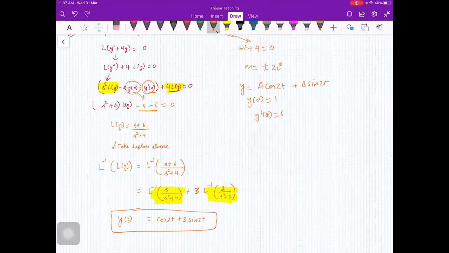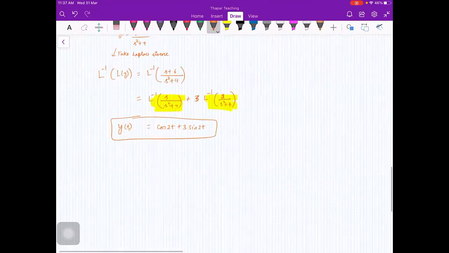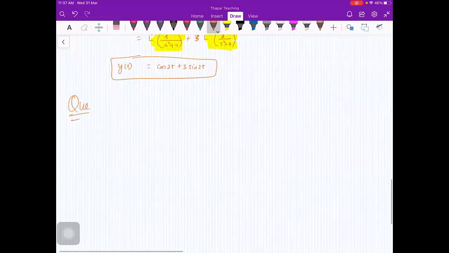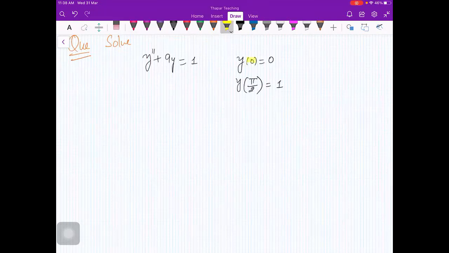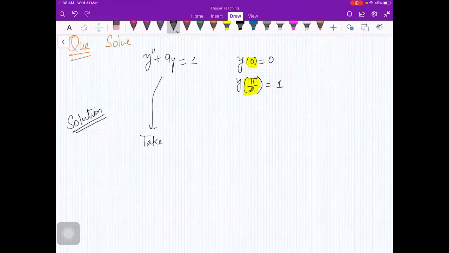Next we will see how we can solve a boundary value problem using Laplace transformation. So suppose you have this problem. Solve y double dash plus 9y is equal to 1, y of 0 is 0 and y of pi by 2 is 1. Now you see, because one condition is given at 0 and one condition is given at pi by 2, this is a boundary value problem. Fine. So again, what we will do, we will take Laplace transformation.